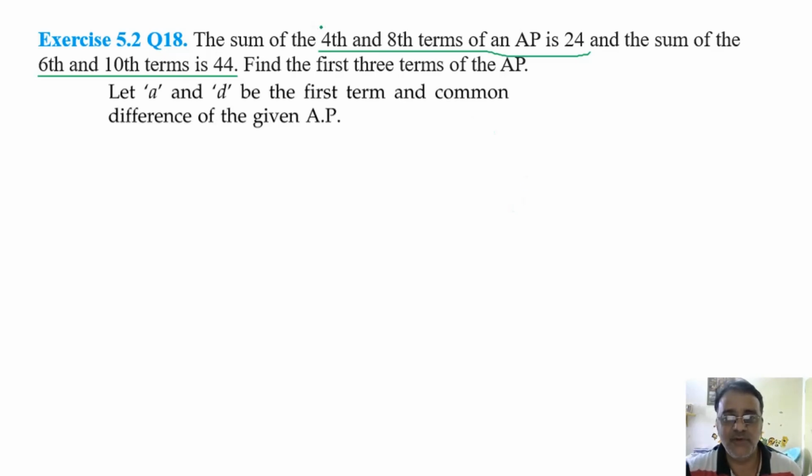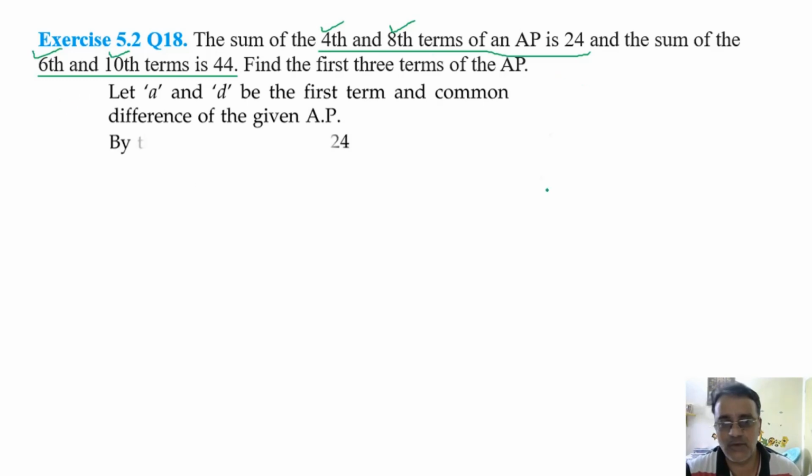So what is the 4th term? A4. How will you write A4? A plus 3D. And how will you write the 8th term? A plus 7D. 6th term? A plus 5D. 10th term? A plus 9D. Right.